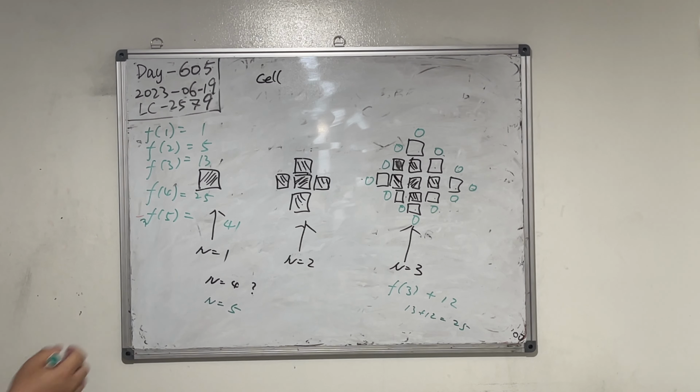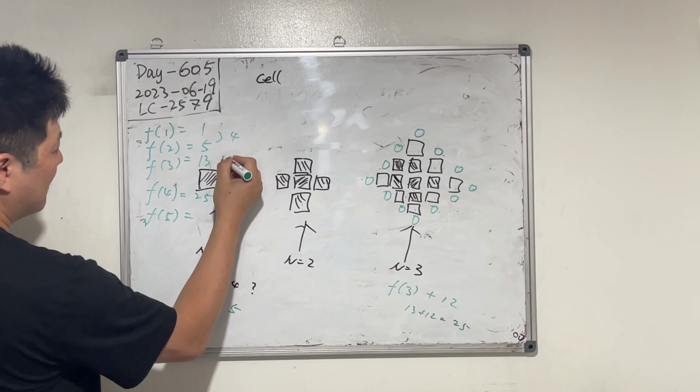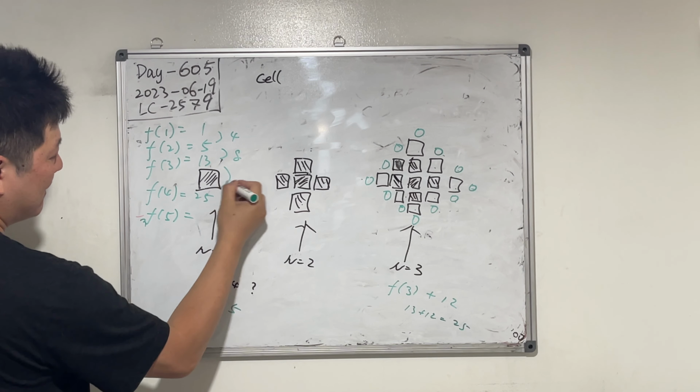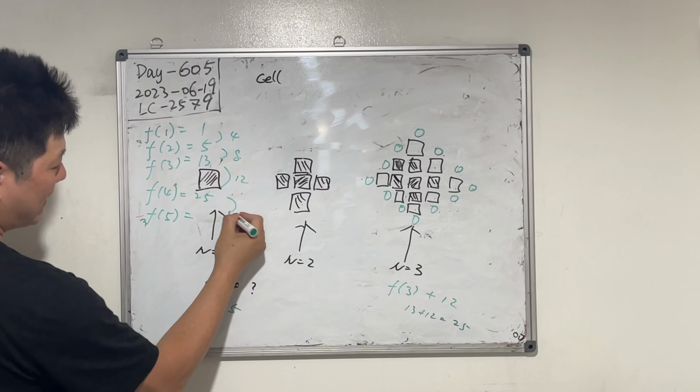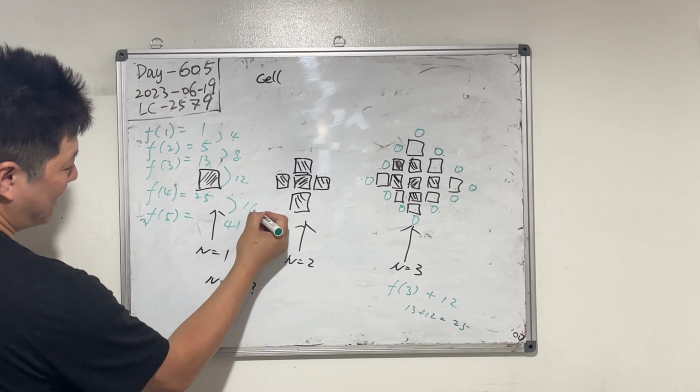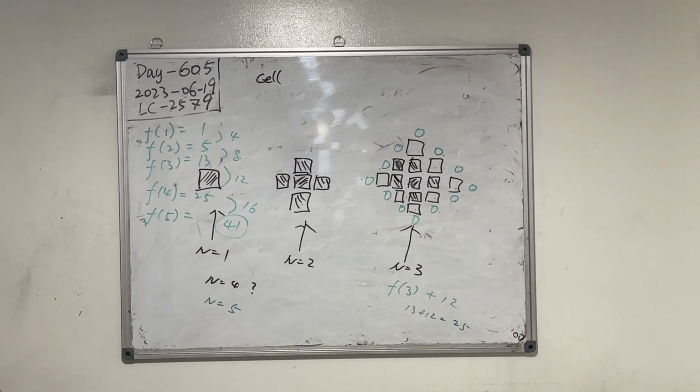Plus 4. Here is 8. Here's 12. And here 16, yeah? So 41 seems correct, okay? But how do we prove it? We look at these patterns, but how do we prove it's correct?